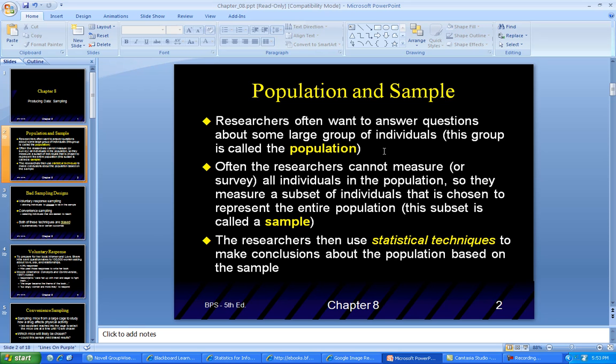The United States population, all 330 million of us, that is measured every 10 years by the census. And the census will measure the population. That means they count everybody. They count everybody's salary. They count everybody's racial background. And then they come out with these numbers. And those numbers I call parameters because that represents the population.